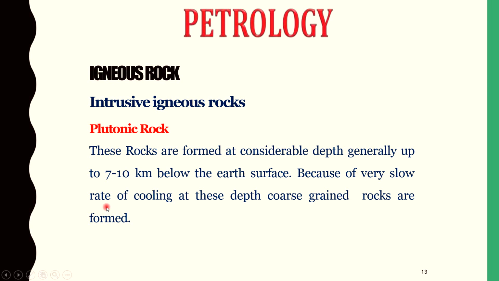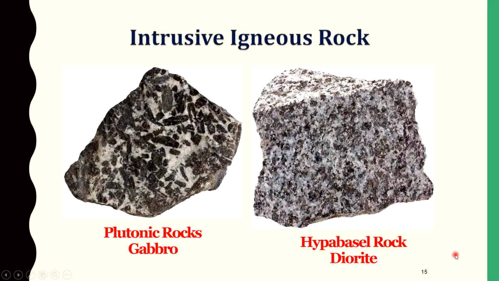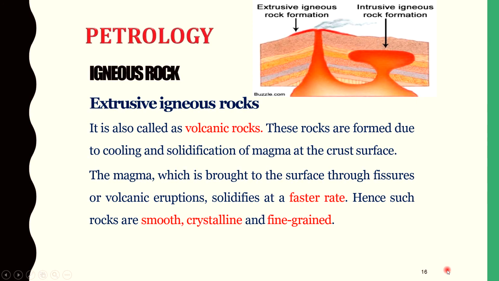Now because of very slow rate of cooling at this depth, coarse grained rocks are formed. So again, this type of rock is plutonic rock. Gabbro and pegmatite are types of plutonic rock. This is the difference between plutonic and hyperbasalt rocks: plutonic rocks have more coarse particles as compared to hyperbasalt rocks.